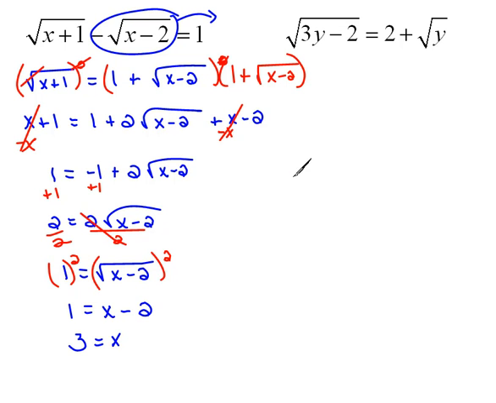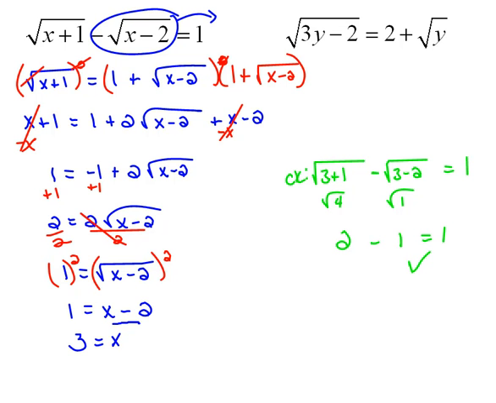Now we again do need to check this to make sure that we're right. So if we set our answer as 3, 3 plus 1 minus the square root of 3 minus 2, that's supposed to equal 1. So the square root of 3 plus 1 would be the square root of 4, which is 2. And here, the square root of 3 minus 2 would be the square root of 1, which is 1. And 2 minus 1 is 1. So that does check. That tells us that our x value is actually 3.